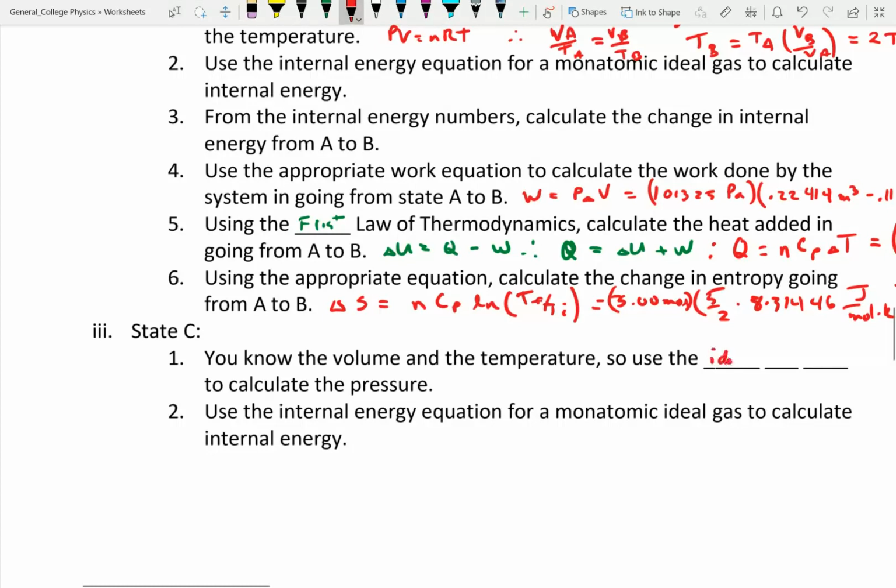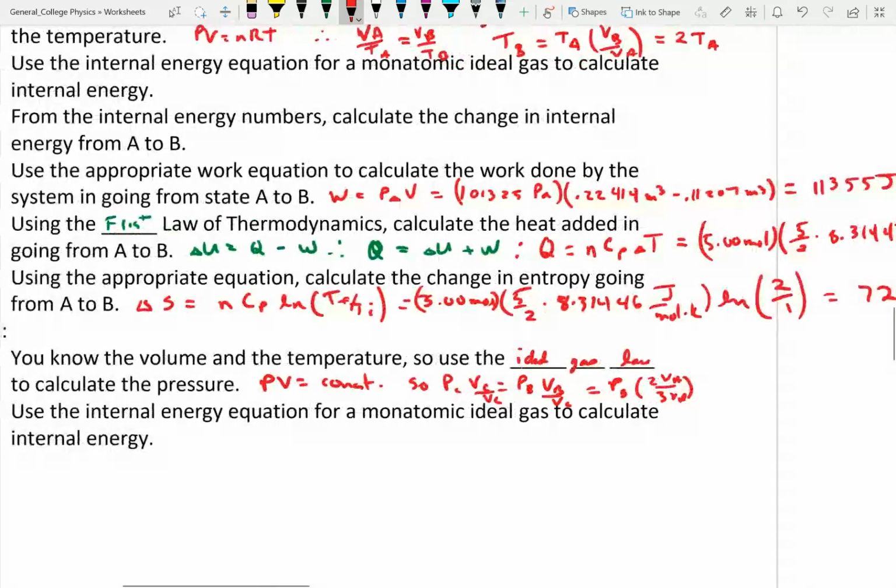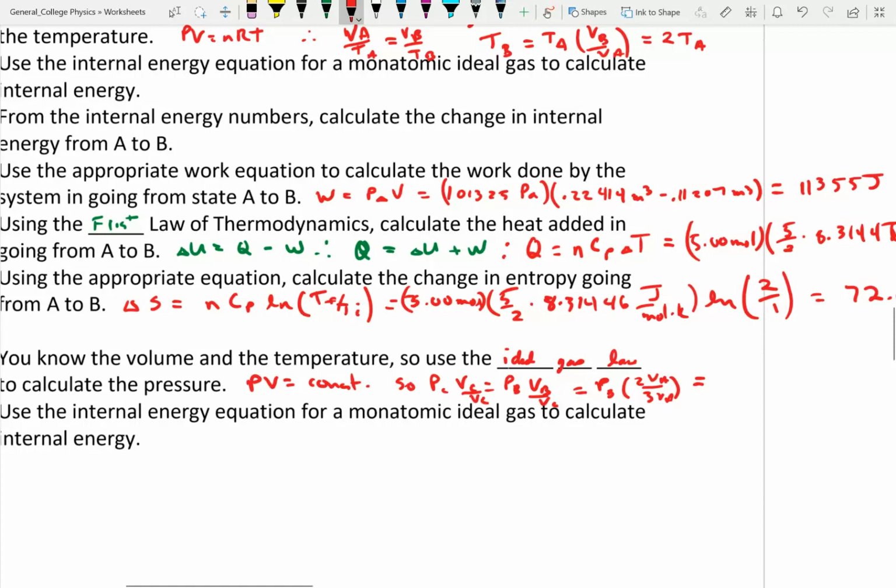So again, use the ideal gas law to calculate the pressure. So once again, if PV equals nRT, if the temperature is constant, that means PV is constant. So pressure C, volume C is equal to pressure B, volume B. Divide both sides by volume C, and we get pressure C is equal to pressure B times volume B over volume C. That's equal to pressure B times 2 volume A over 3 volume A. So it's just 2/3 pressure B, or 2/3 of an atmosphere.